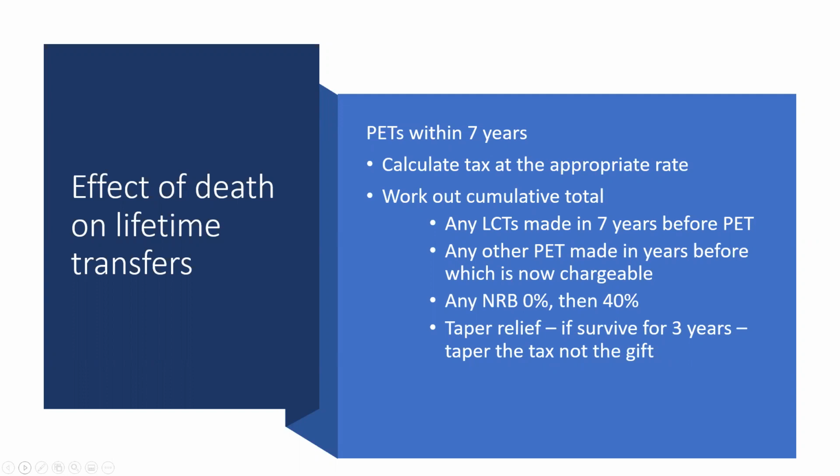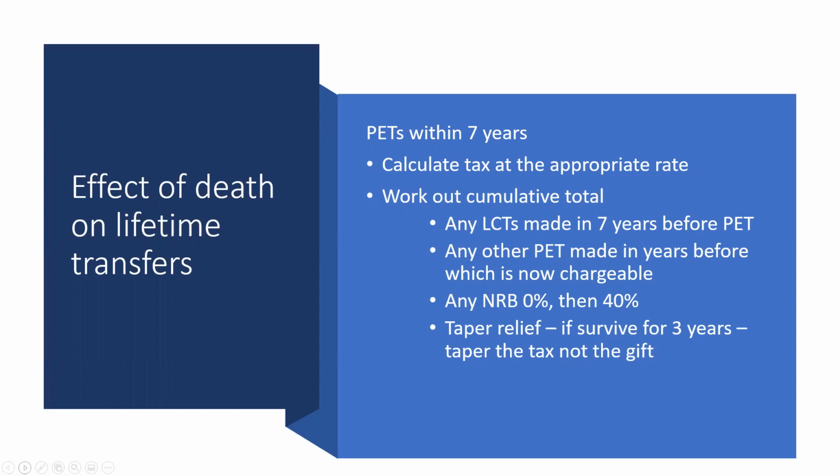So you work from the earliest time back towards the death, looking at that cumulative total to see whether or not that £325,000 nil rate band has been eaten up by anything else. If there is any nil rate band available, then you're going to charge tax at 0%. After that, it'll be 40%. But if somebody survives for 3 years after the gift has been made, then taper relief is available.